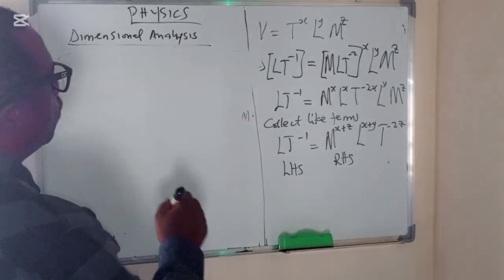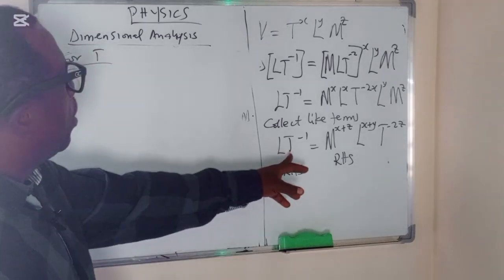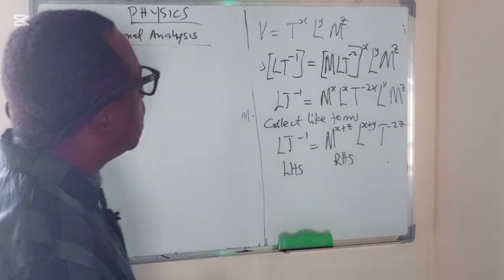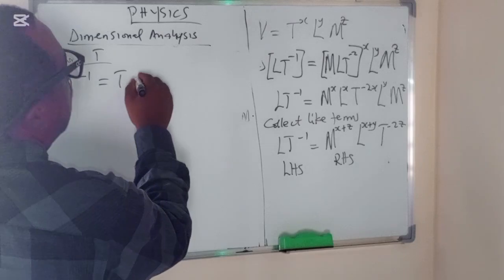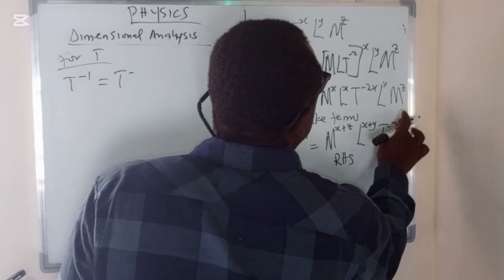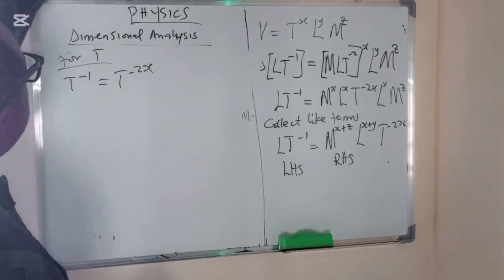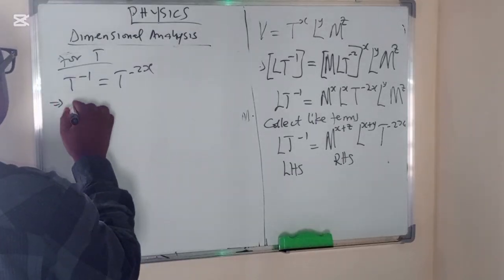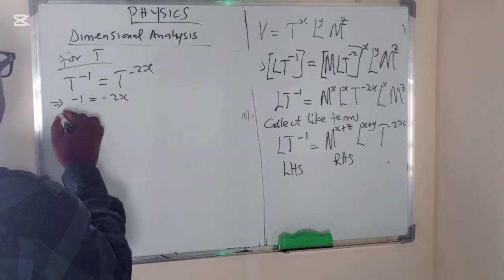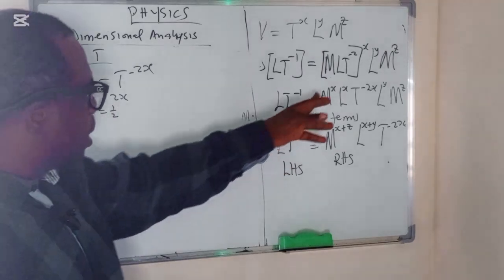Equating the powers, we now have, let's start with T. T on the left hand side is T raised to power minus 1. On the right hand side is T raised to power minus 2x. So it means that minus 1 is equal to minus 2x. And this implies that x is equal to half. So we have determined what x is.